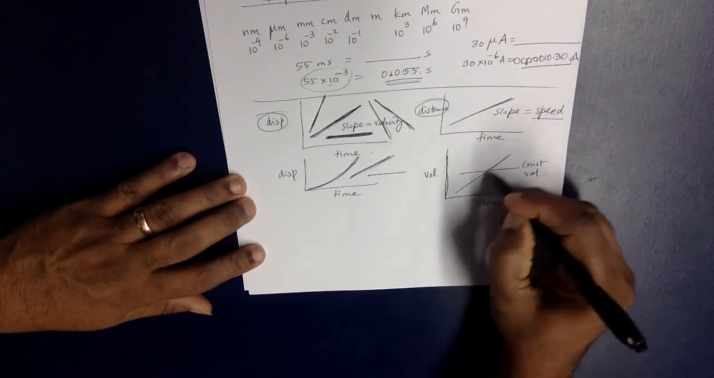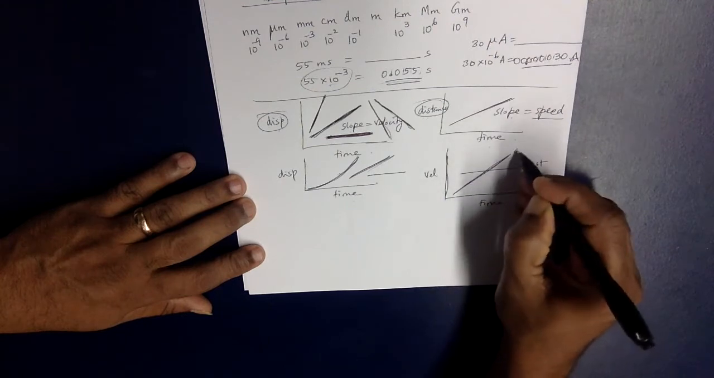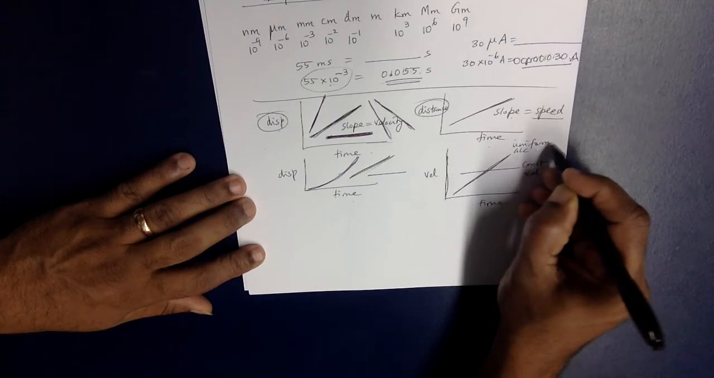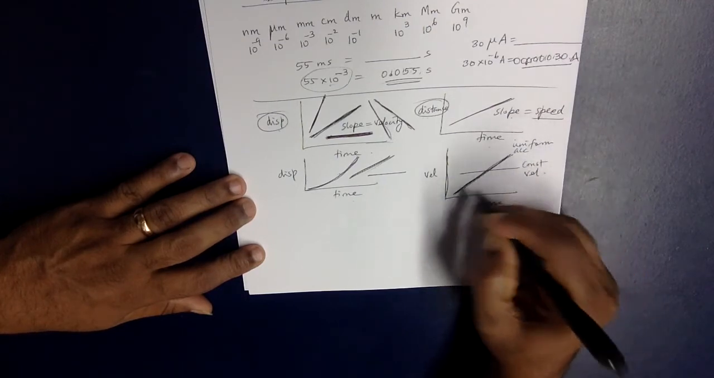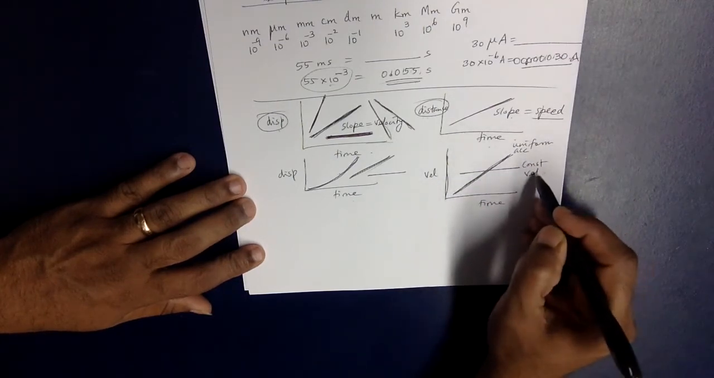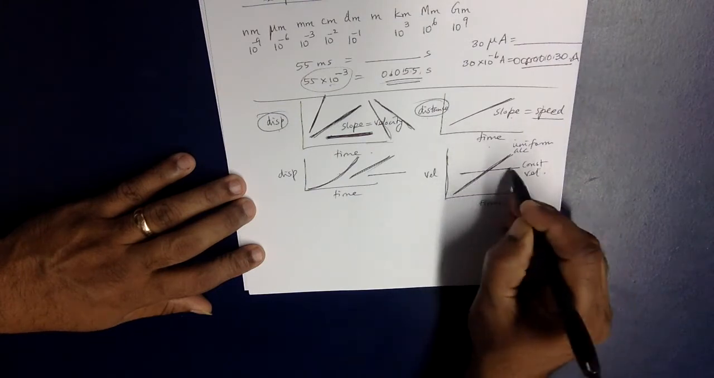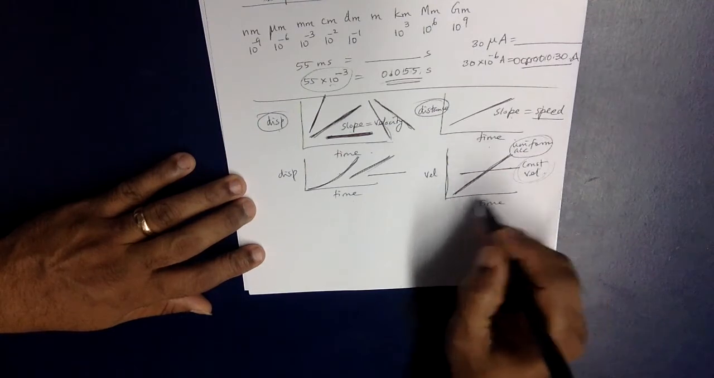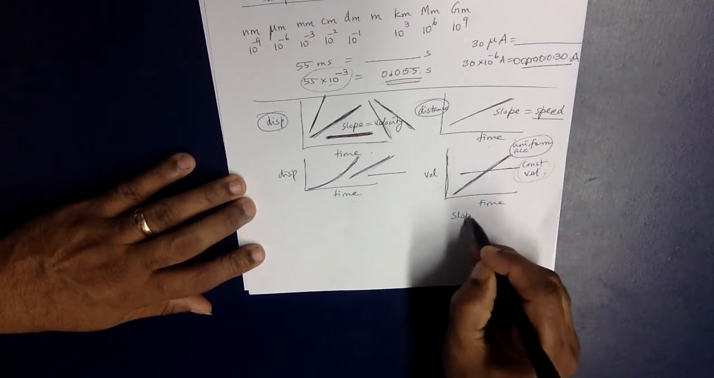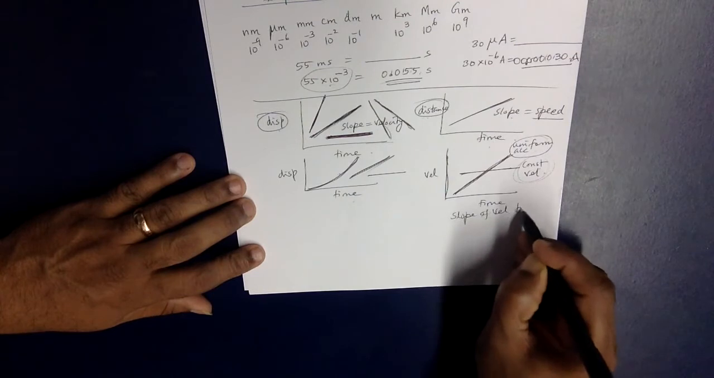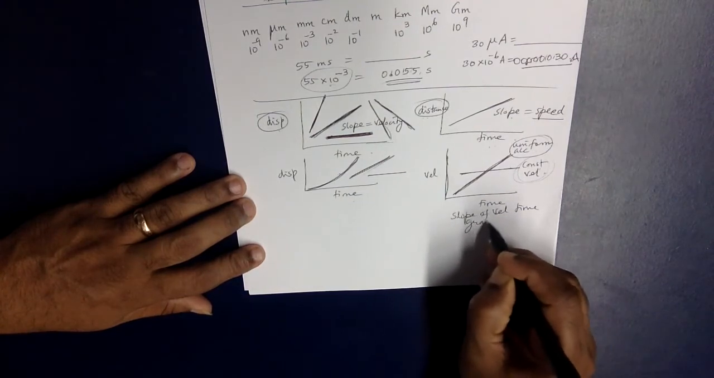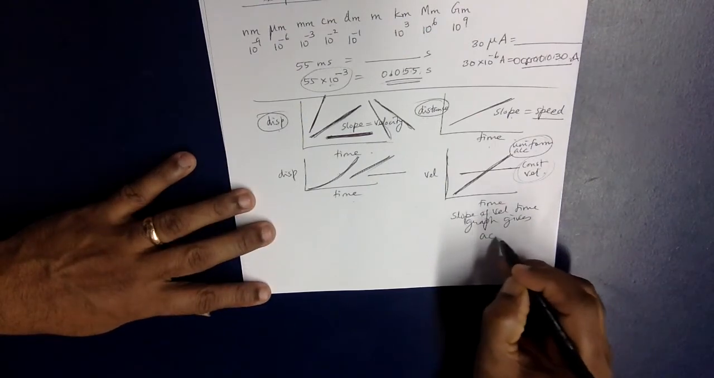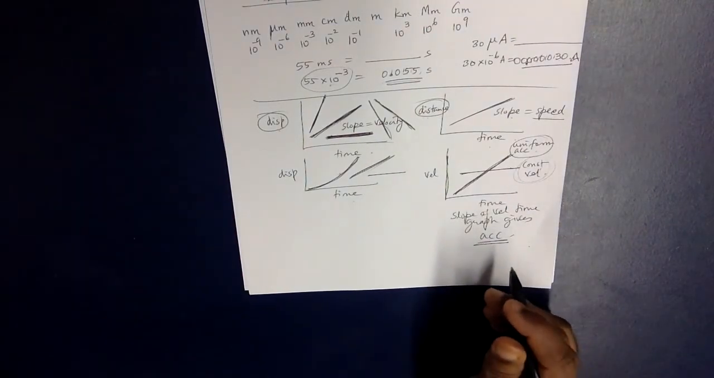If a line is going like this, it means it is accelerating, and it's uniform acceleration. So this means constant acceleration. This means no acceleration, so constant velocity. This is uniform acceleration. So the slope of the velocity-time graph gives you what? Slope of the velocity-time graph gives acceleration. Okay, is that clear?